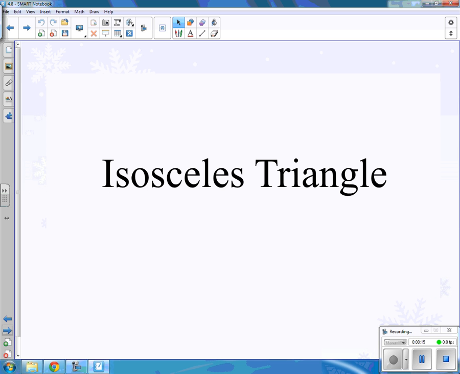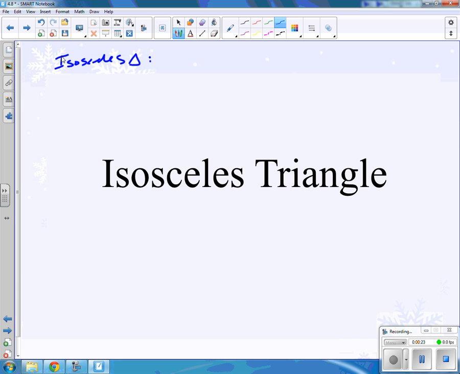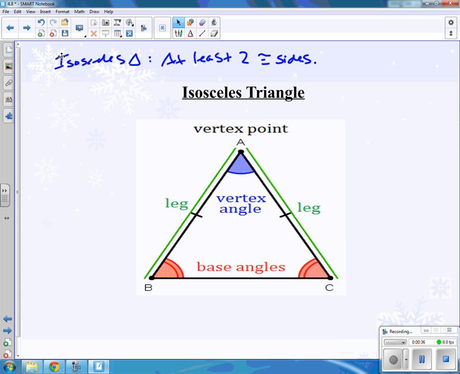Okay, so let's recall a little bit about an isosceles triangle. So we know, for one, that an isosceles triangle has at least two congruent sides. Okay, so that's what we've talked about with an isosceles triangle so far. But we're going to take a look at a diagram because there's a few new terms that we need to see, especially in the theorems that we're going to get in this section.